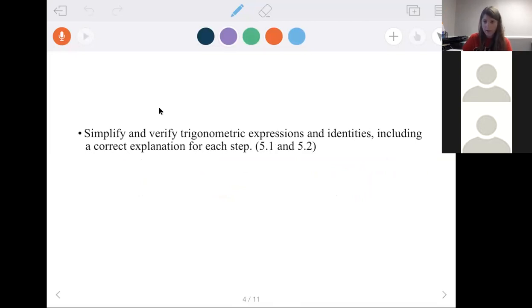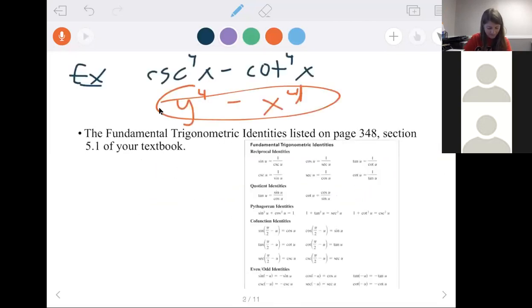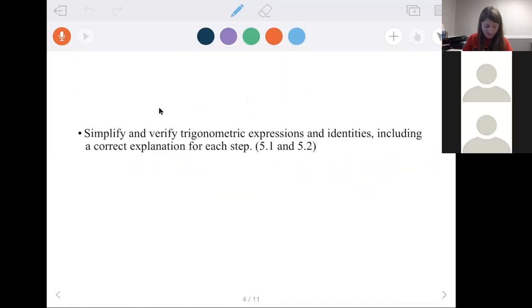This one I actually kind of did already. When I listed that first objective, knowing those ones, I kind of grouped them with that, knowing them and using them. In other words, where you're going to see that. But that's technically this third objective. Just recap: simplify and verify trig expressions, including a correct step.